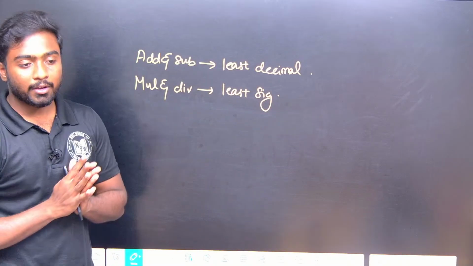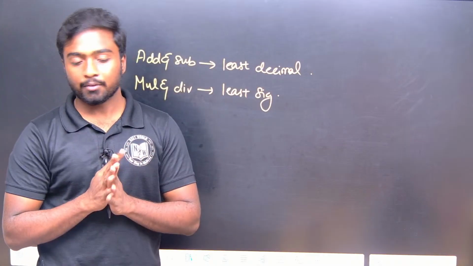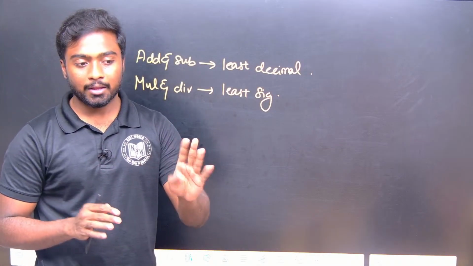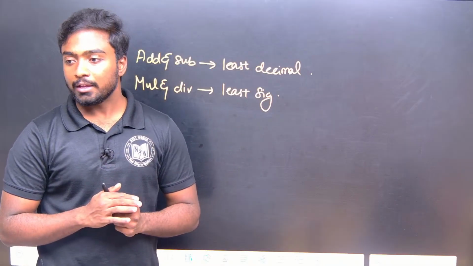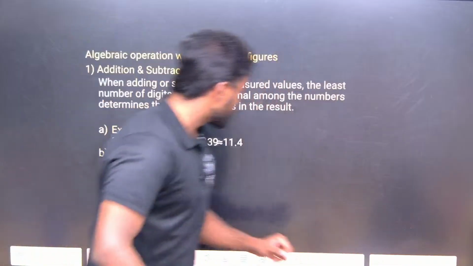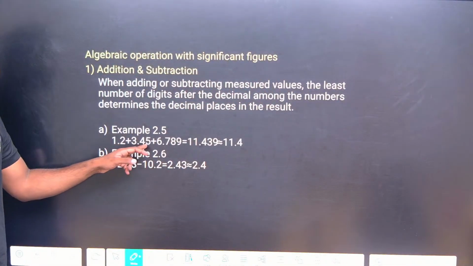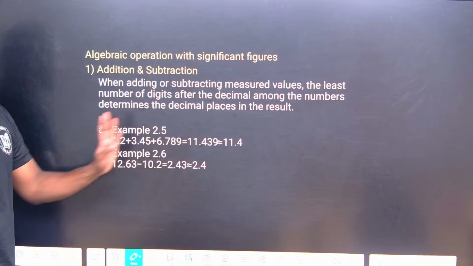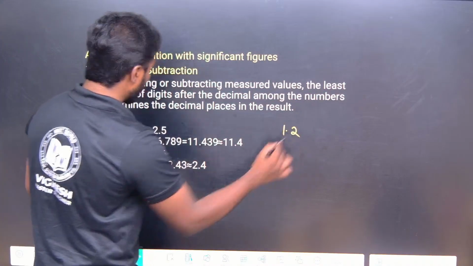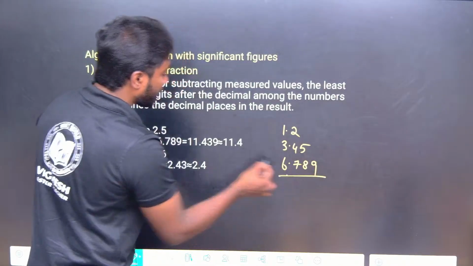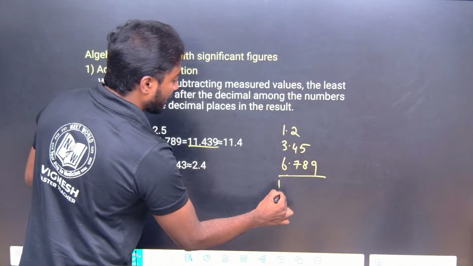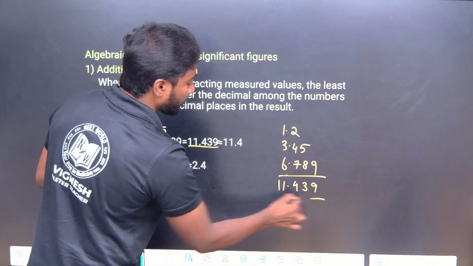Now, significant figures are there, like 4 significant figures they have given, 4 numbers they have given. They are asking me to add every number and find the final result. Here the question is 1.2 plus 3.45 plus 6.789. If I add this, I will get 11.439.